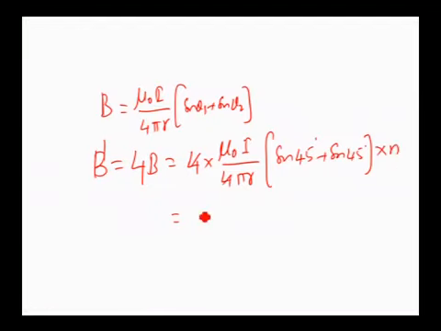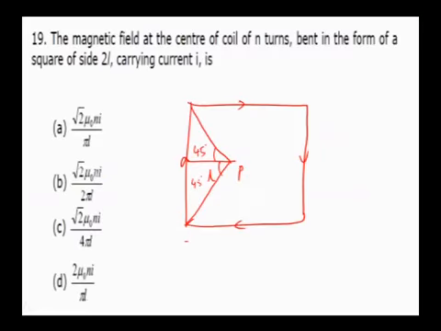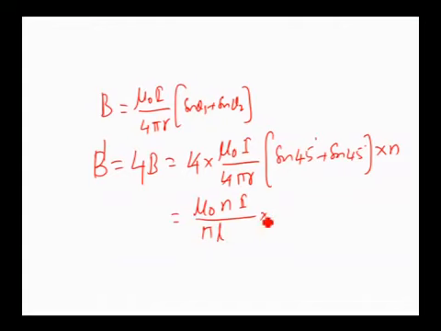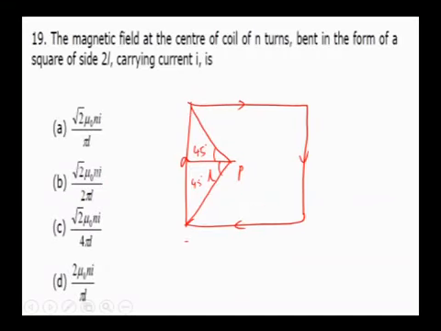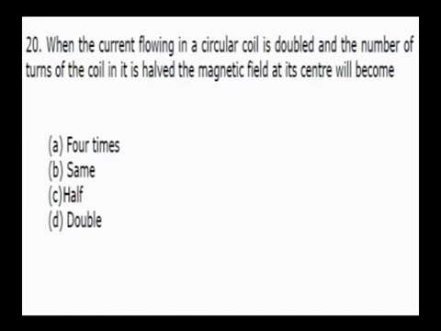Hence, it is mu naught n I divided by pi into r. Each side length is given as 2L, therefore r becomes L. Pi into L into 1 by root 2 plus 1 by root 2 is 2 by root 2, and 2 by root 2 is root 2. Therefore, finally, I can write root 2 mu naught n I divided by pi into L. So, this is the answer. Hence, we will take this as the first option, that is root 2 mu naught n I divided by pi into L. Okay. So, now we will move to the next question, that is question number 20.